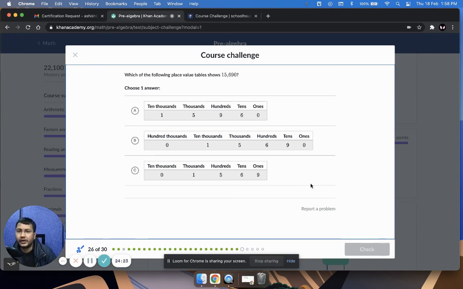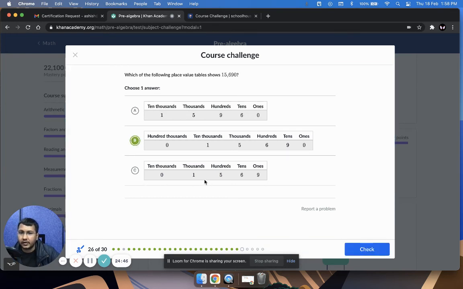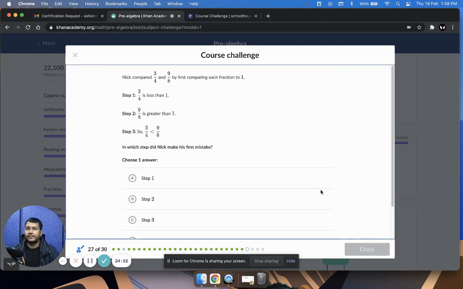Which of the following place value tables shows 15,690? So in the 10,000 position, you have 1, and then you have 5 in the 1,000 position, and then you have 6. Okay, not 9, but 6. Option A goes out. Option B you have 0, 1, 5, 6, 9, 0. 15,690. I think B makes sense. Let's see C as well. 1, 5, 6, 9. There's no 0. I think there's something wrong with this one. I'm going to go with B.